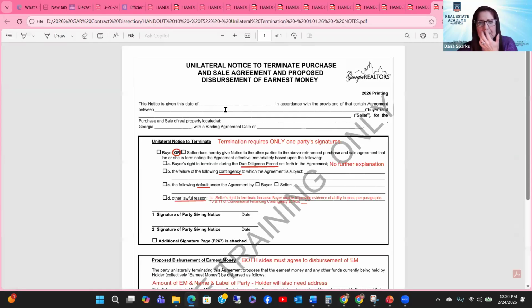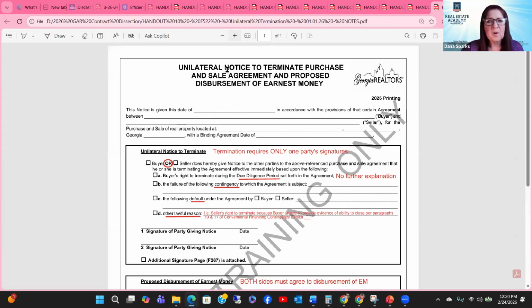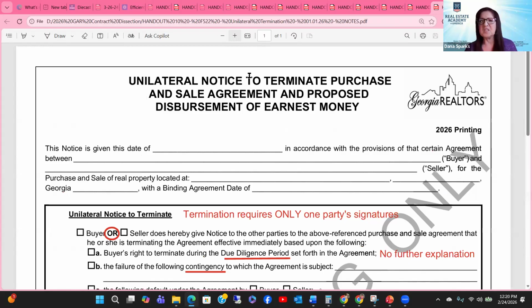So if you're one of the parties, typically the buyer, there are a few seller termination rights as we've covered, but basically once the seller goes under contract, there are very few termination rights for the seller. The majority of the termination rights in a purchase and sale agreement are for the buyer. So typically it is the buyer terminating. However, as I mentioned, there are some times when a seller can terminate.